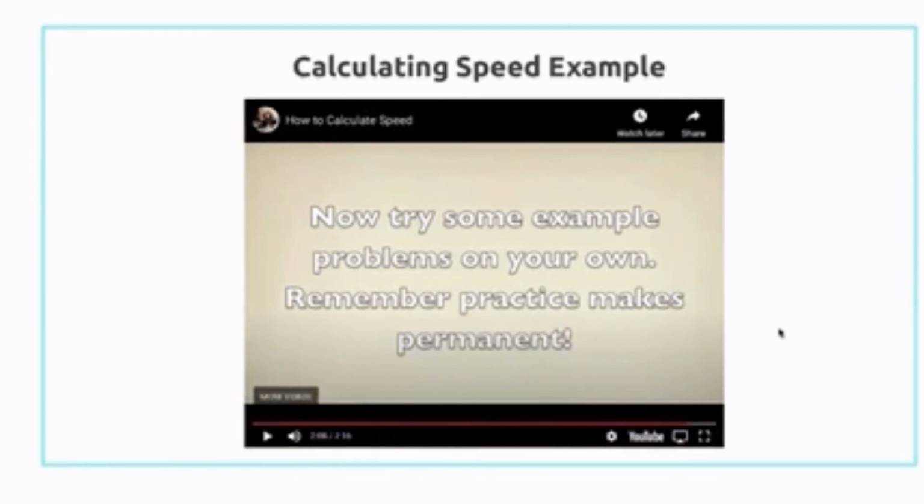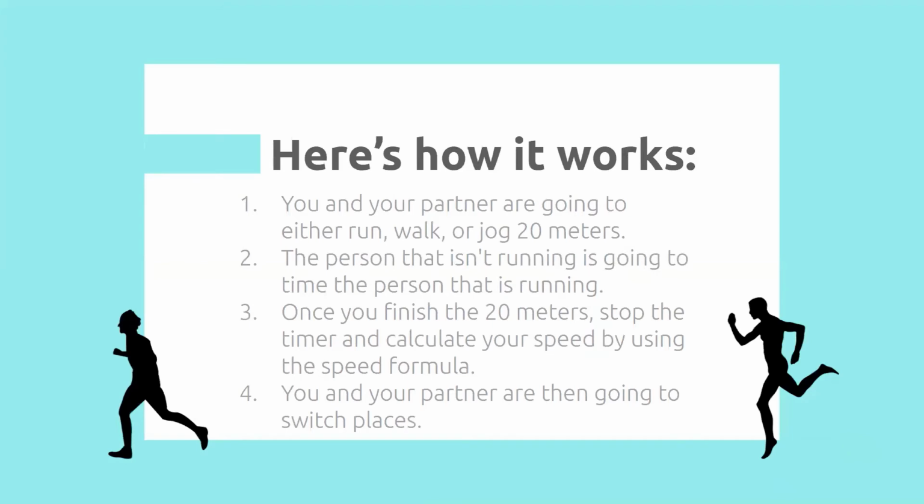Alrighty, class. So I hope that video made the formula for speed a little bit more clear. Now that you know the materials that you will use for this lesson, here's how it works. You and your partner are going to either run, walk, or jog 20 meters. The person that isn't running is going to time the person that is running. Once you finish the 20 meters, stop the timer and calculate your speed by using the speed formula. You and your partner are then going to switch places.